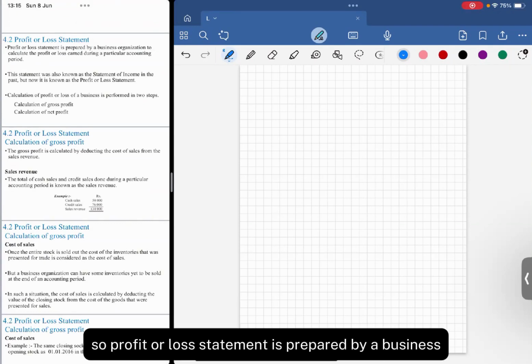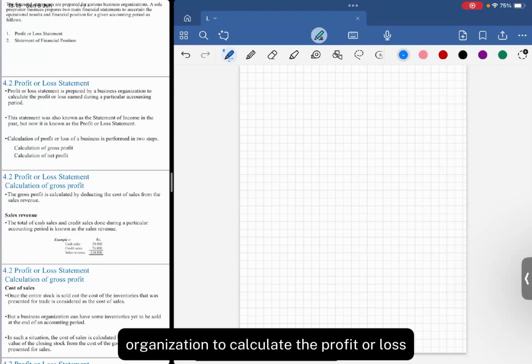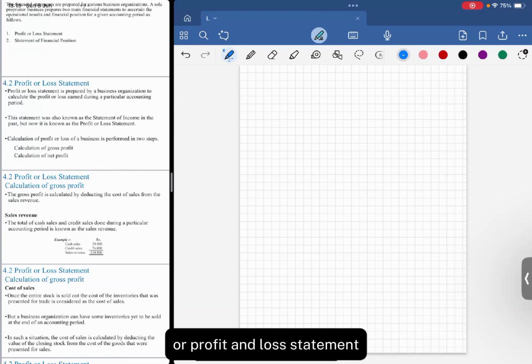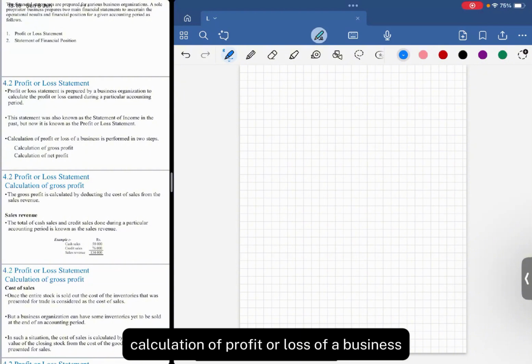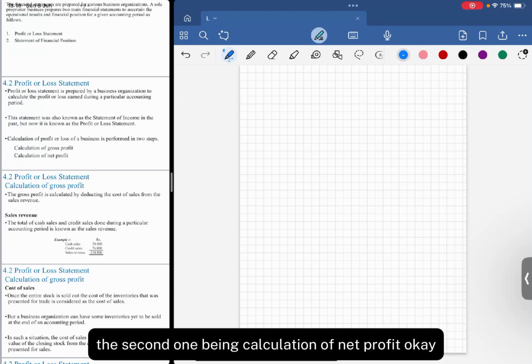Okay, so profit or loss statement is prepared by a business organization to calculate the profit or loss earned during a particular accounting period. This statement was also known as the statement of income in the past, but now it is known as profit or loss statement. Calculation of profit or loss of a business is performed in two steps. First is calculation of gross profit, the second one being calculation of net profit.